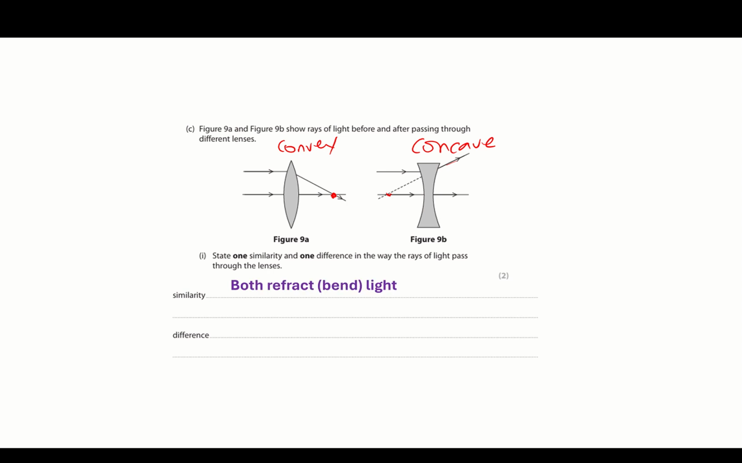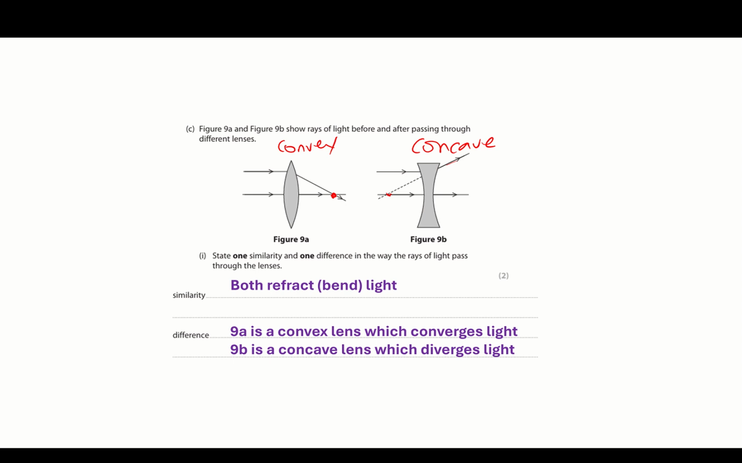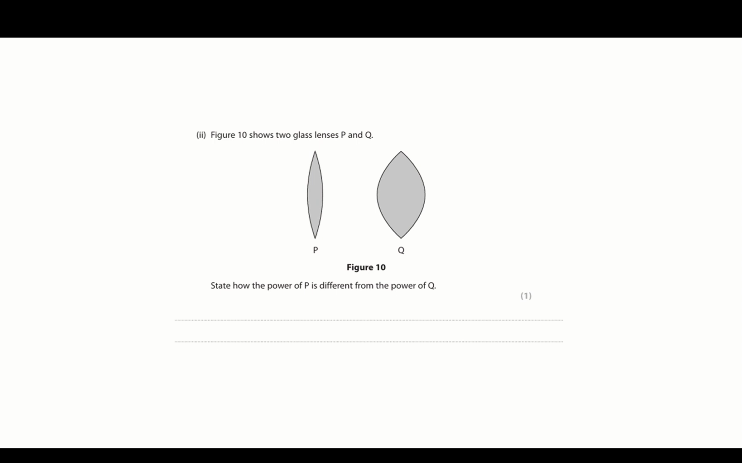Difference, figure 9a is the convex lens. It's going to converge the light. Figure 9b is going to diverge the light because it's a concave lens. So it's just testing us on the names of the lenses and what's happening, how they're the same, how they're different. State how the power of P is different from Q. So we can see Q is more curved. Because it's more curved, it's going to refract more. So the power of P must be less than Q. So P is less powerful as it is less curved.